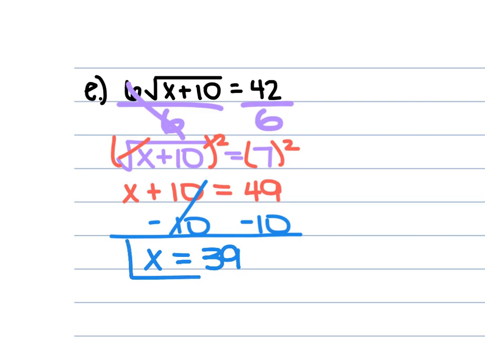If you plug that in, you have 39 plus 10, which is 49 underneath the radical. The square root of 49 is 7. 7 times 6 is 42. So your answer is correct.